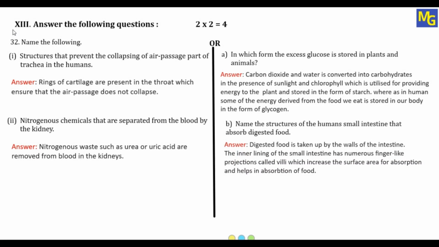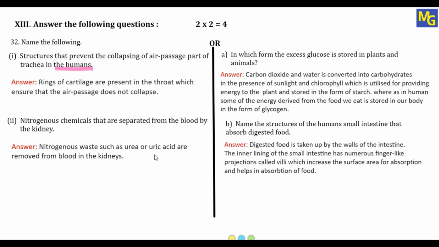Now next, the question number 13. Answer the following questions, and here we have to answer two questions. Each carries 2 marks, so the total marks we are going to get here is 4, and also we have an option here. We have an OR option for some of the questions. So question number 32. Name the following. 1. Structures that prevent the collapsing of the air passage, part of the trachea in humans.